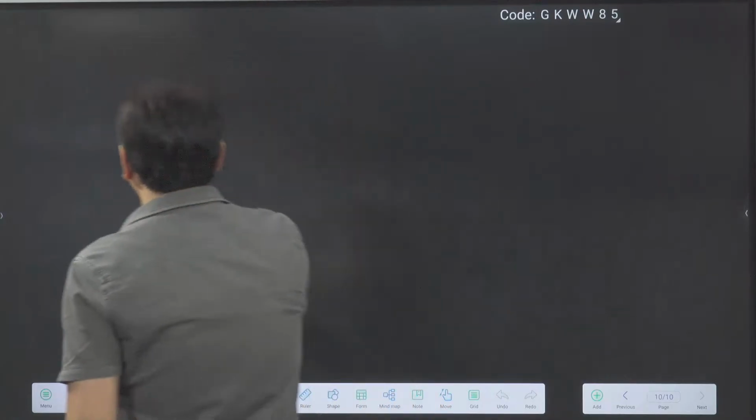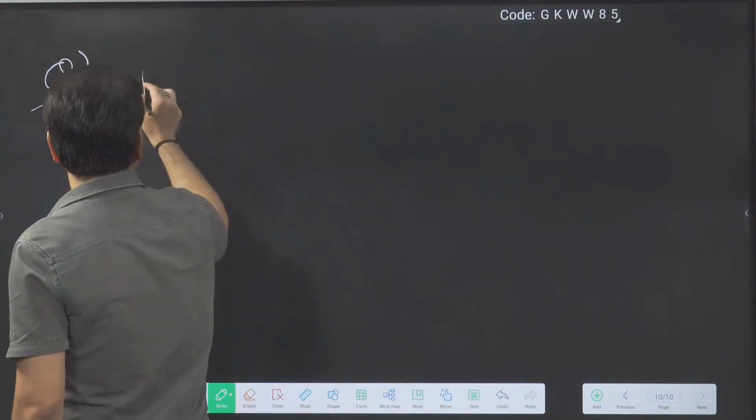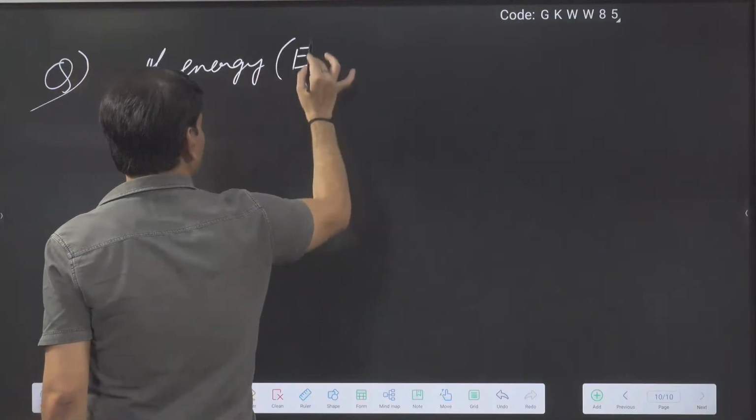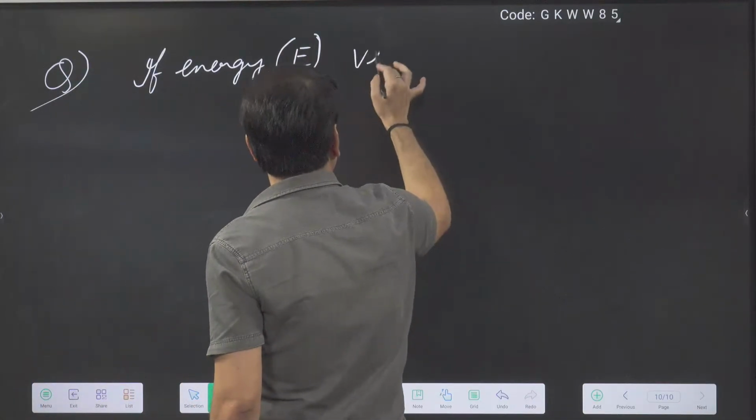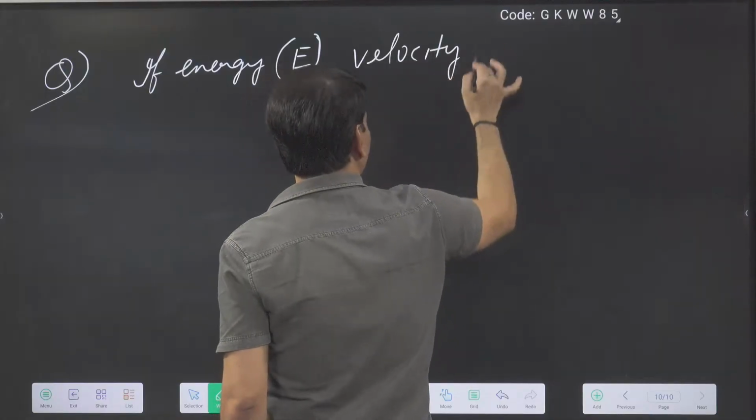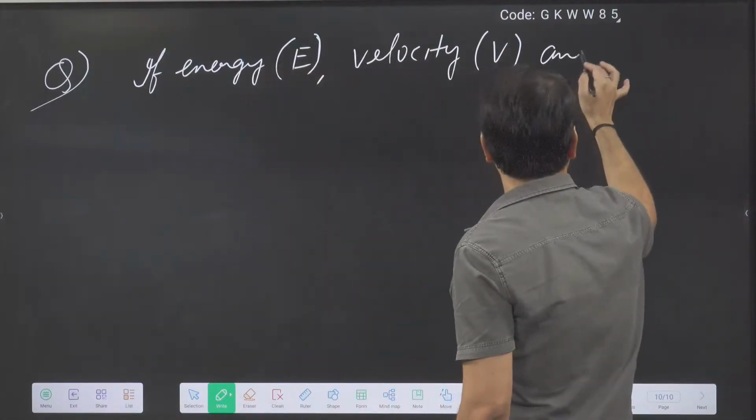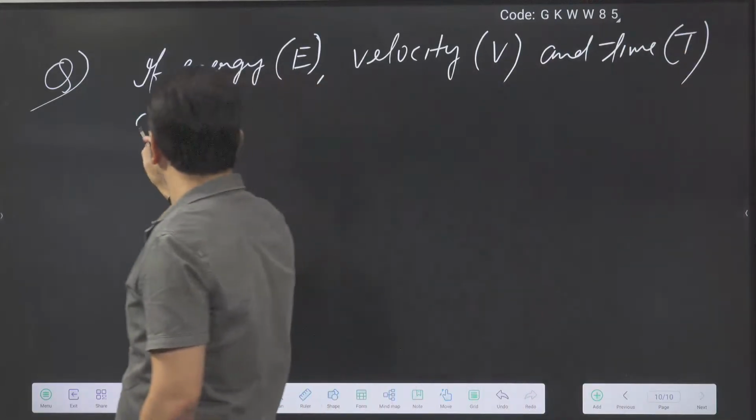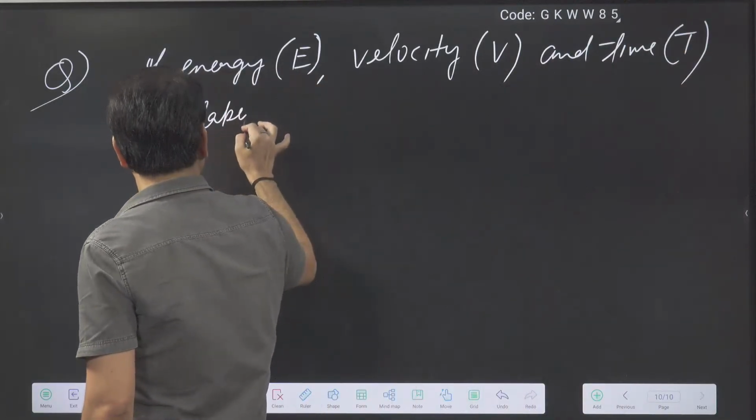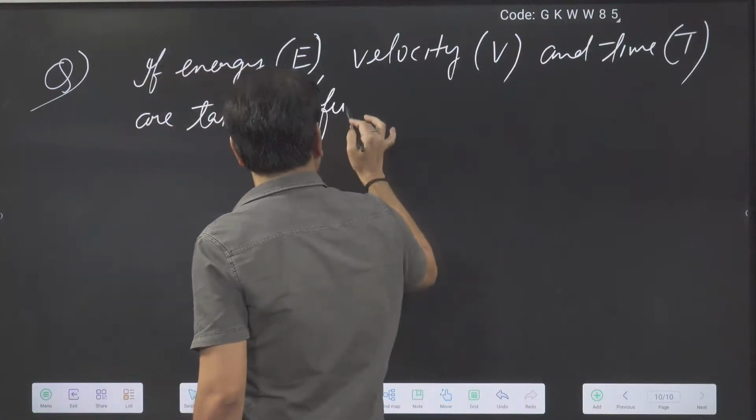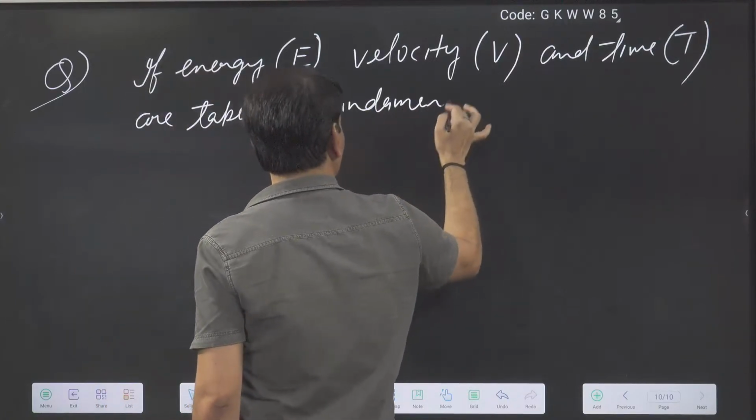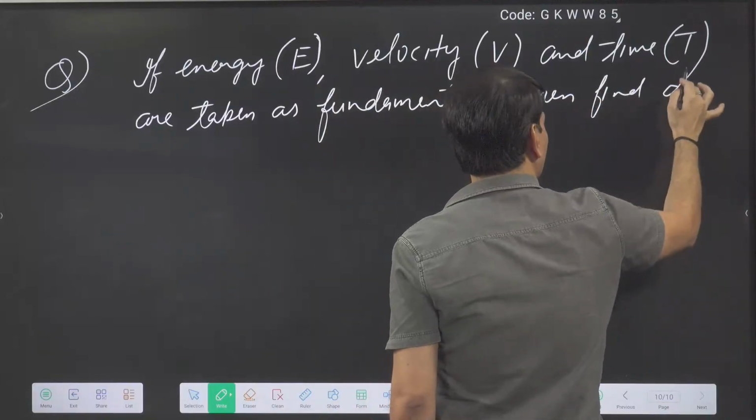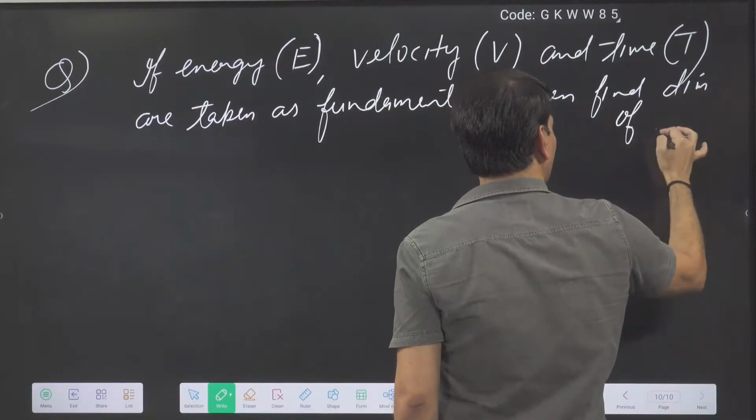Okay, so now that type of problem I am discussing. If energy E, velocity V and time T are taken as fundamental, then find the dimension of mass.